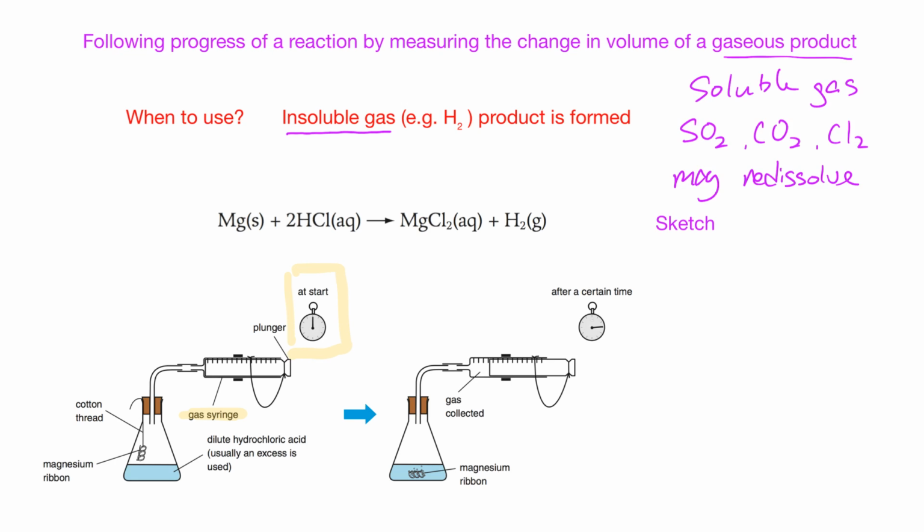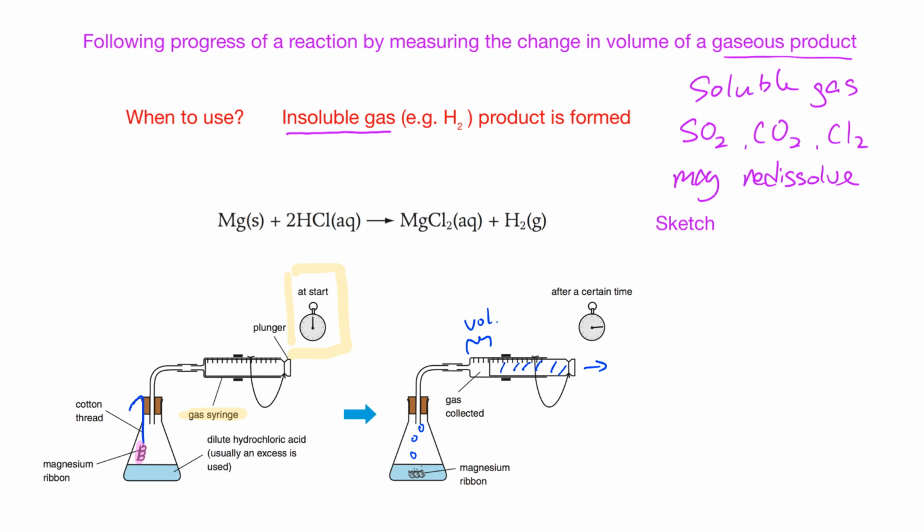In the process, when we drop this magnesium into the acid, the reaction will start and the gas will come out. The gas coming out will push this plunger backward. So the volume will be indicated on the graduations of the syringe. As time goes by, we read how much volume of hydrogen is produced in the process.